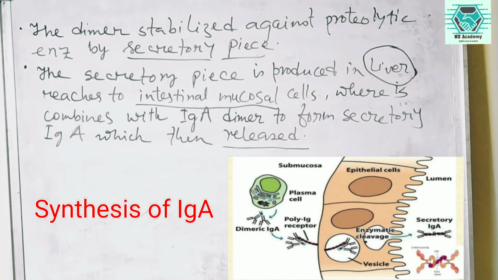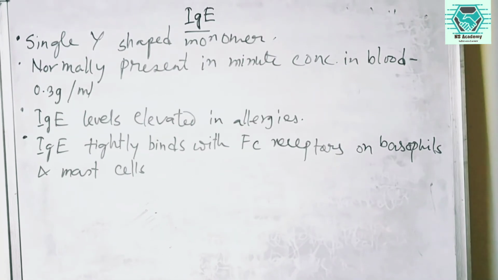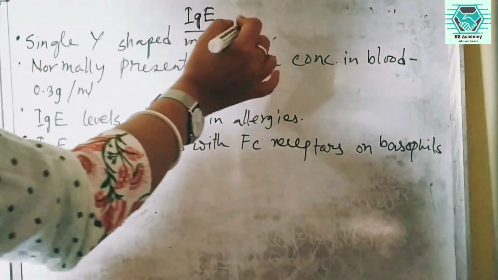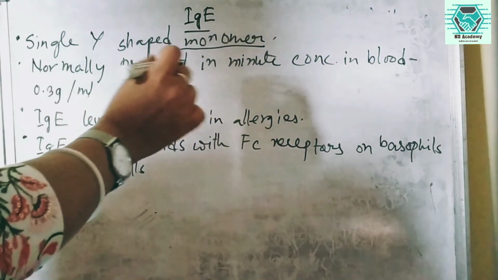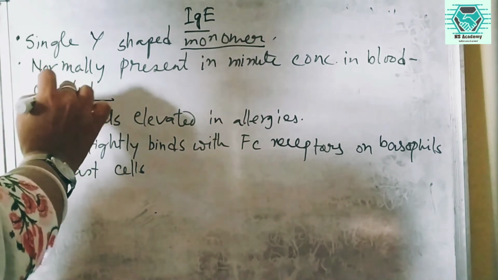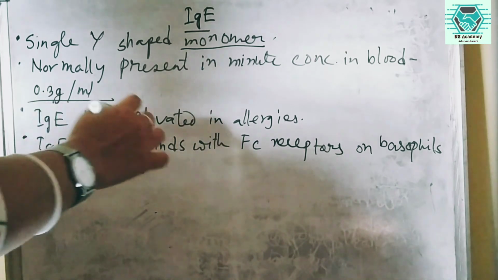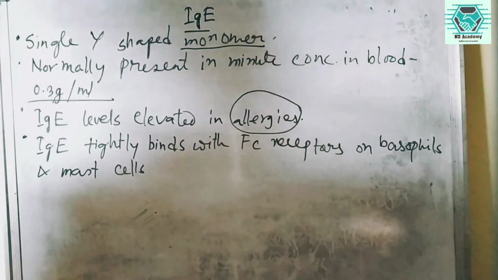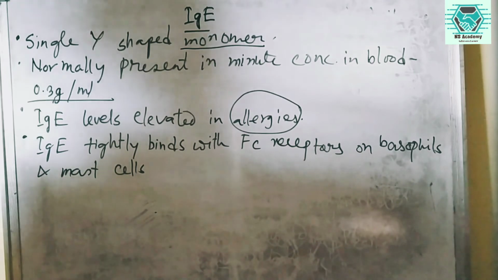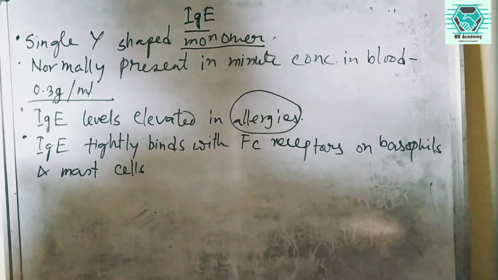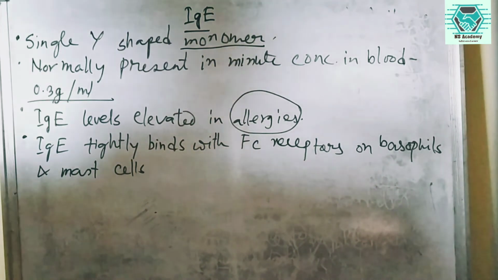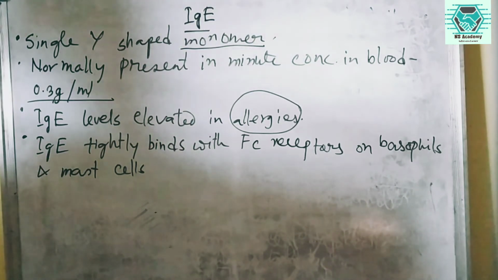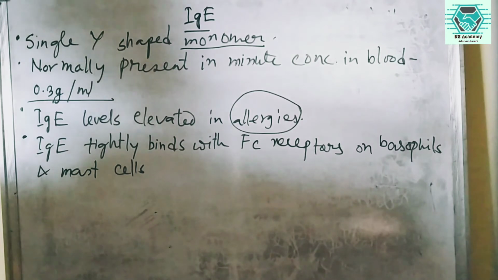Moving to the next immunoglobulin. So IgE is a single Y-shaped monomer, normally present in minute concentration in blood, very less, there is 0.3 microgram per ml, and IgE levels are elevated in allergies. If we have any kind of allergic reaction, the immunoglobulin E level in blood increases. And as it is associated with the body's allergic response, like hay fever, asthma, anaphylactic shocks occur due to this. Now, IgE tightly binds with the Fc receptors on basophil and mast cells, which release histamine and cause the allergy.